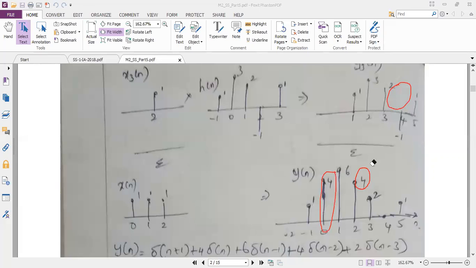Similarly, scrolling up and down is very difficult for me. Can you just see your notebook and get me the next answer? I want you to add the amplitudes at n equal to 1.